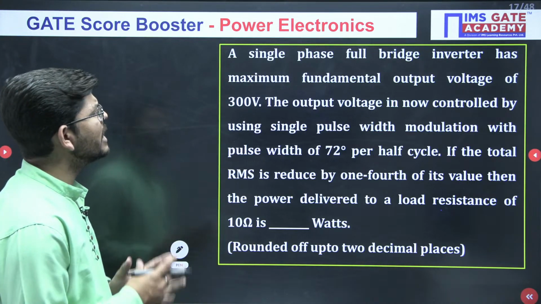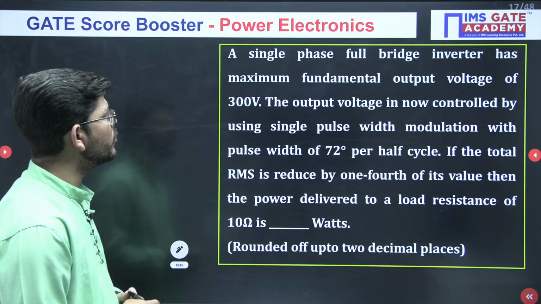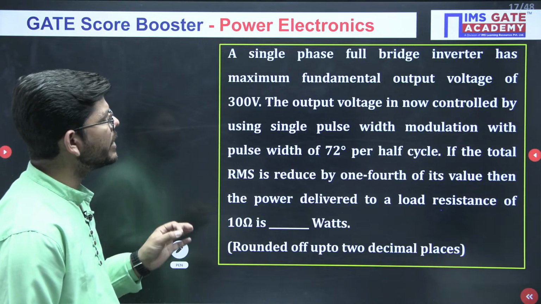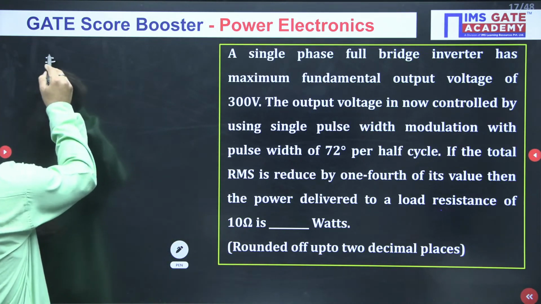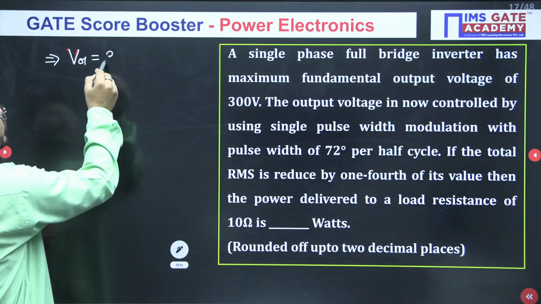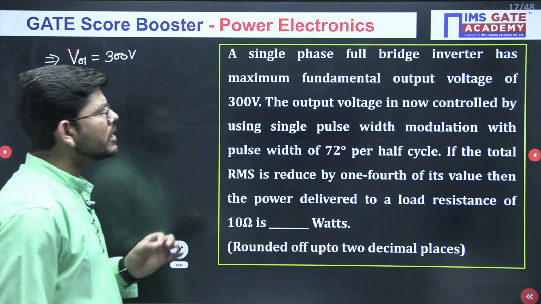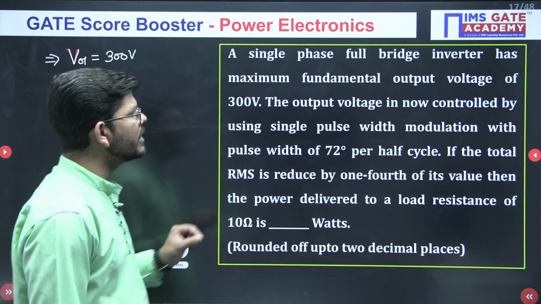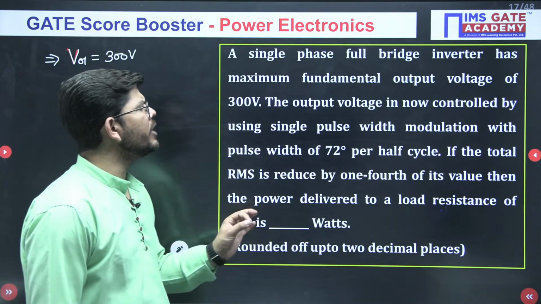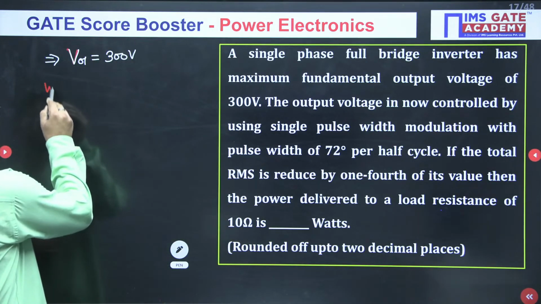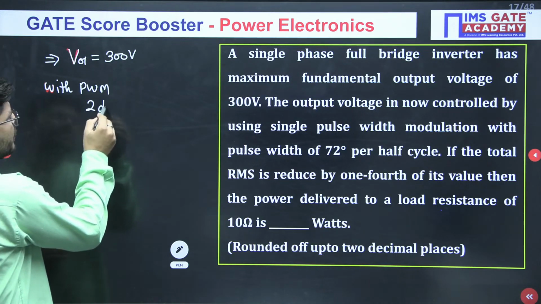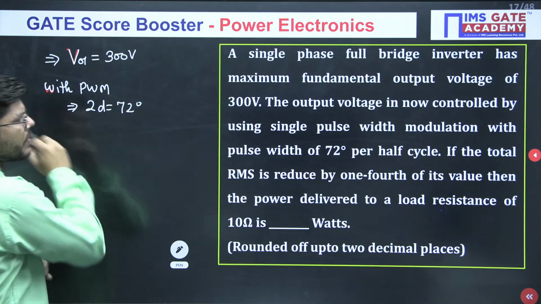Just see this question. A single phase full bridge inverter has a maximum fundamental output voltage of 300 volt. The output voltage is now controlled by using single pulse width modulation. Earlier they were using it directly. And a pulse width of 72 degree per half cycle is being chosen. So with PWM, we are choosing the pulse width of 72 degree.